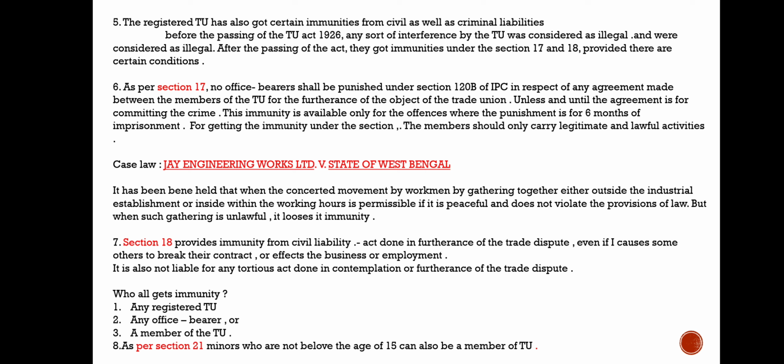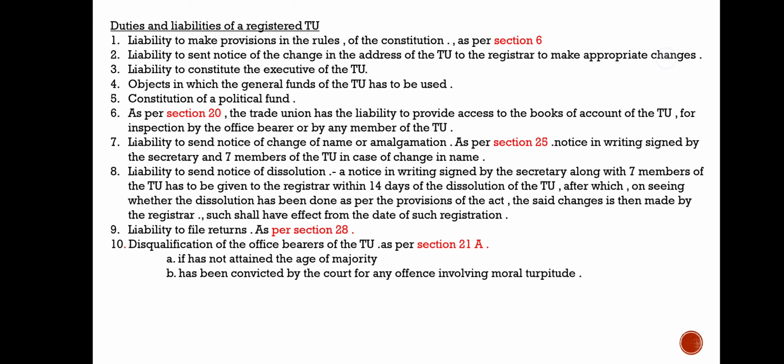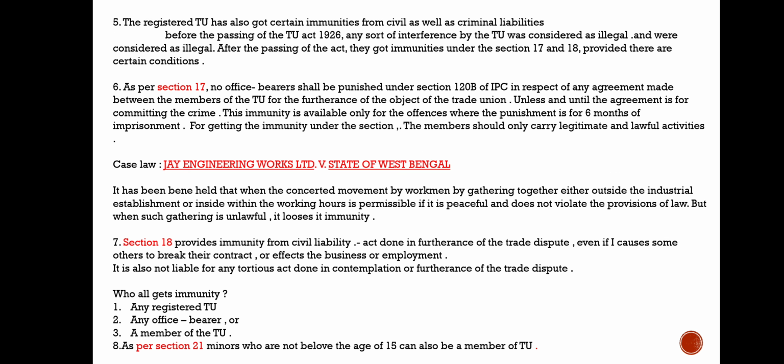We have already learned that. The next one is any office bearers and any member of a trade union. All these persons will get immunity under the sections if their activity is lawful. And the next section is section 21. As per section 21, minors who are above the age of 15 years can also be a member of a trade union, and they get all the rights that a normal member gets.